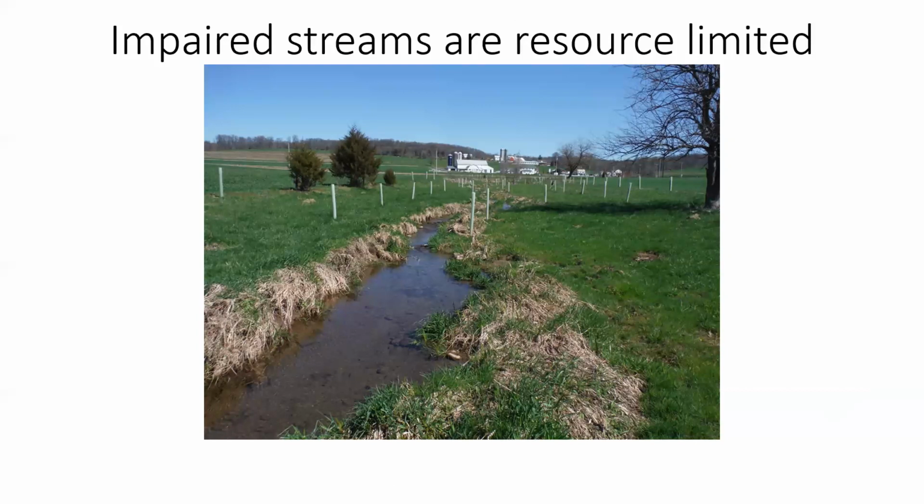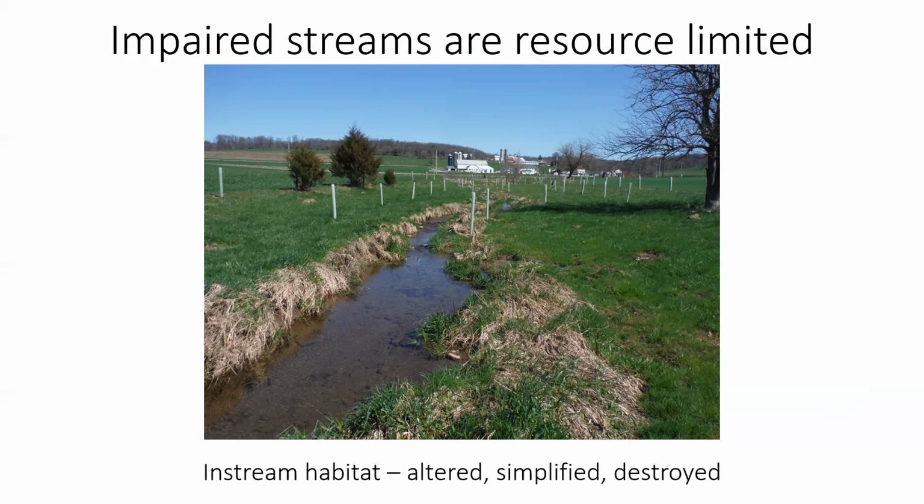This reliance on in-stream habitat to complete their life cycle makes certain insect taxa, like those who exclusively lay their eggs on rocks, particularly vulnerable to population bottlenecks in impaired systems, where in-stream habitat is typically altered, simplified, or even destroyed.